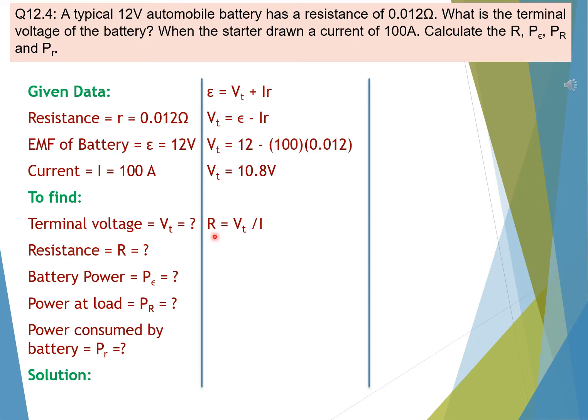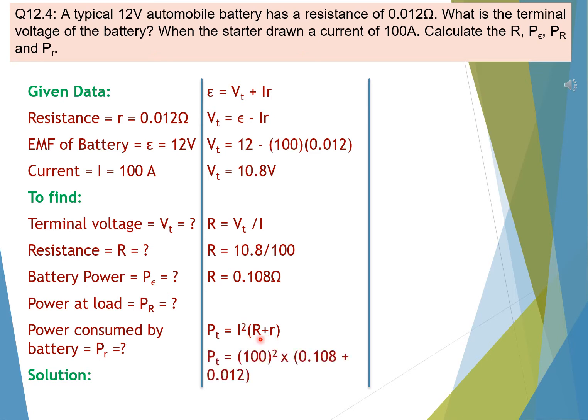For calculating resistance, we can use Ohm's law. According to Ohm's law, V is equal to IR, and by rearranging, we get R is equal to V terminal divided by I. Putting the values of V terminal and I, we get R is equal to 10.8 divided by 100, and we get resistance R is equal to 0.108 ohm.